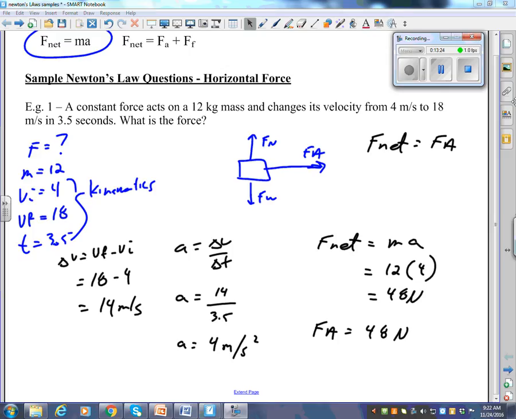What do you think? Probably 1 mark for the FBD, and 1, 1, 1, so 4 marks maybe? Don't forget your units. So we have to draw a diagram or something. I mean, this one's so simple, you probably don't even need the diagram. It helps.